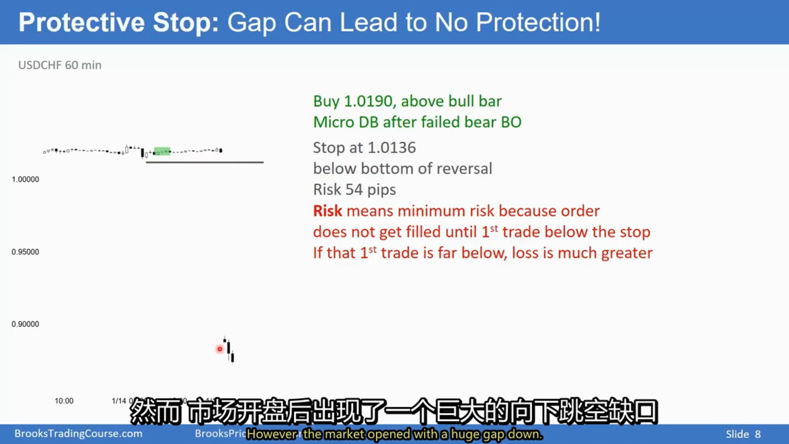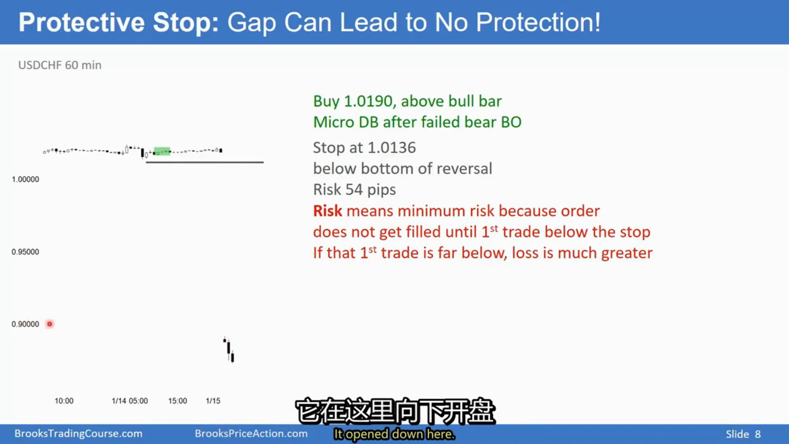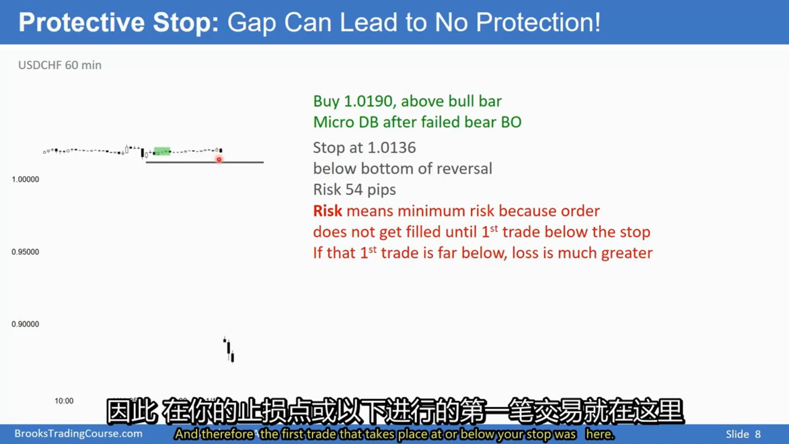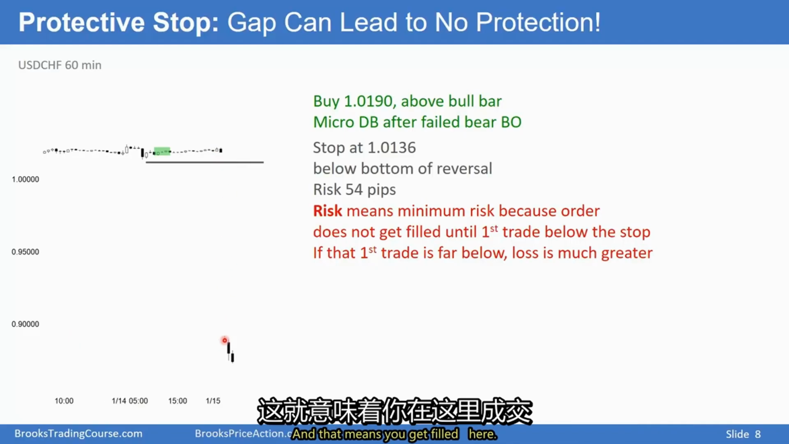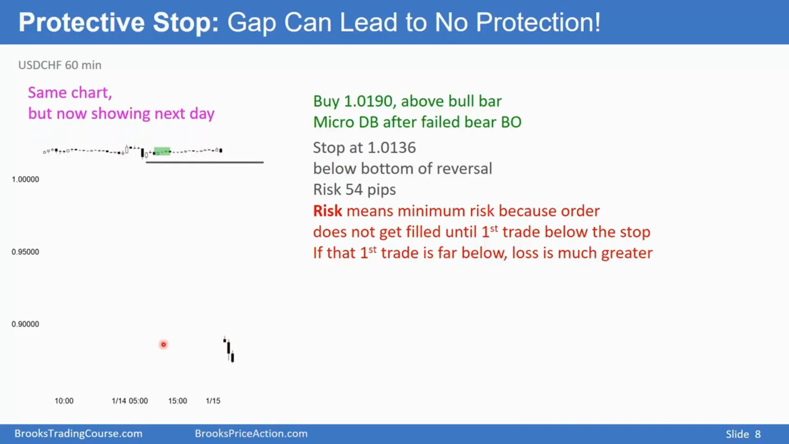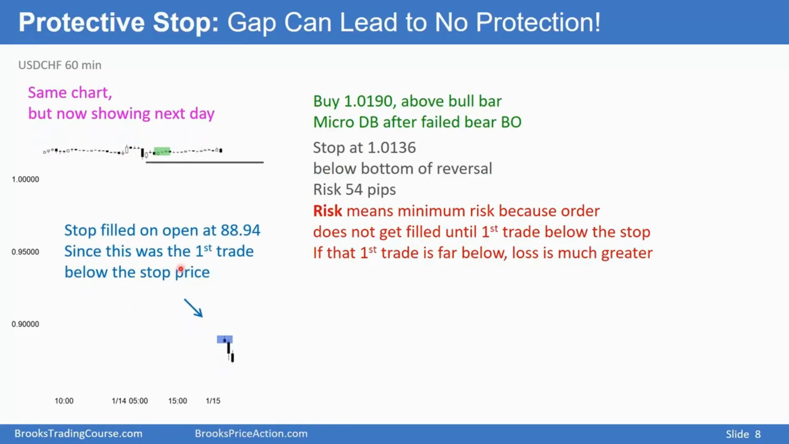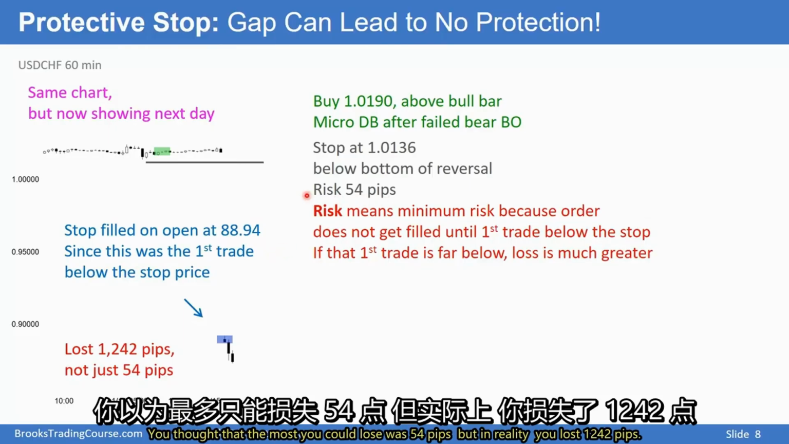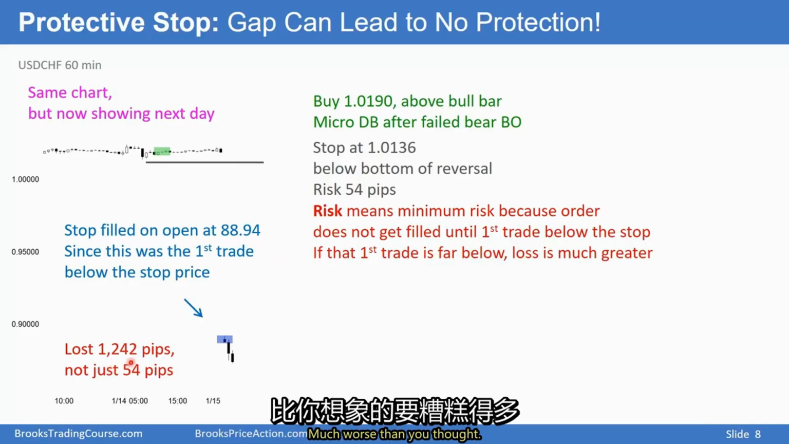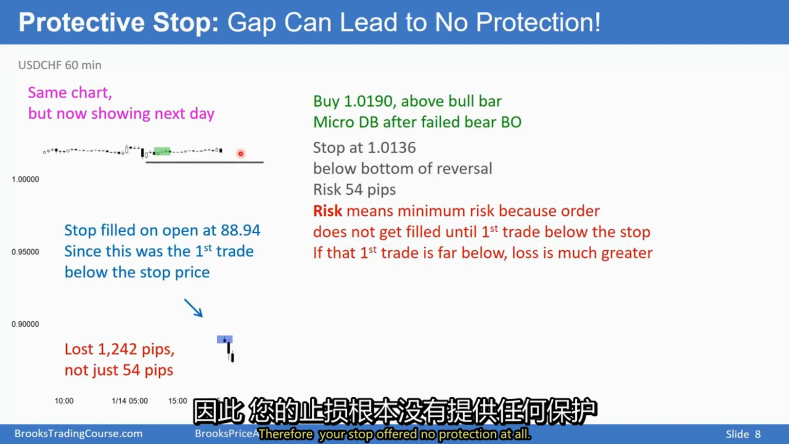However, the market opened with a huge gap down. You can see where it opened. It opened down here, and therefore the first trade that takes place at or below your stop was right here, and that means you get filled right here. You were filled probably around 88.94. You thought that the most you could lose was 54 pips, but in reality, you lost 1,242 pips. Much worse than you thought. Therefore, your stop offered no protection at all.